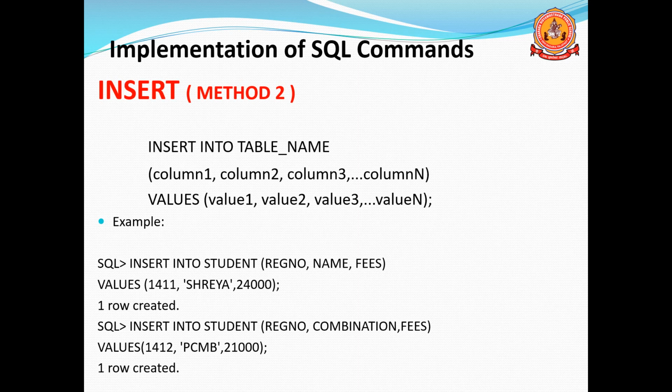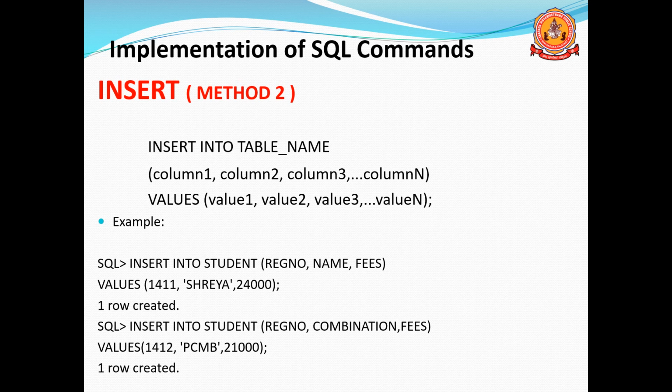Then you have to provide the values. Here different values are possible, value 1 to value n. Whichever columns are specified, all the column values should be specified inside the values. That also should be given inside brackets. After that, finally we should provide the semicolon. And semicolon is required in all the statements. In all SQL queries, semicolon is required.